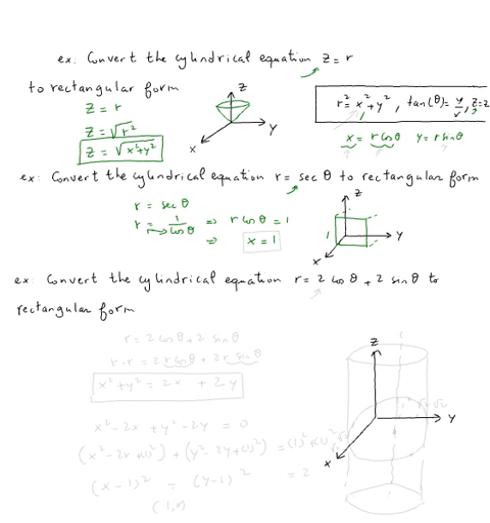Alright, so that's the answer, x equals 1, the plane x equals 1. And last one, convert the cylindrical equation r equals 2 cosine theta plus 2 sine theta. Yep. So again, I need r cosine and I need r sine. So what I do, I'm going to multiply by r both sides.